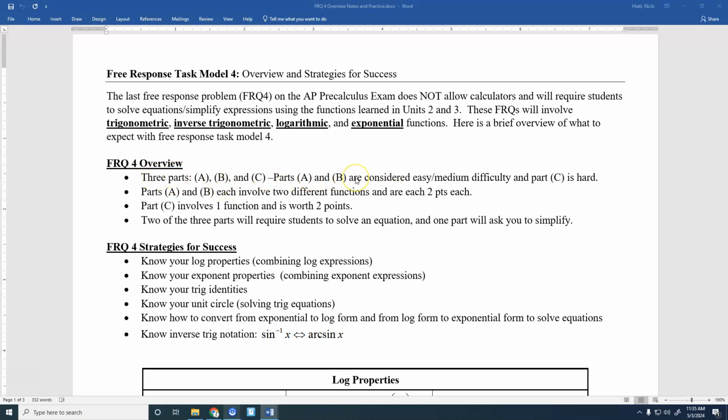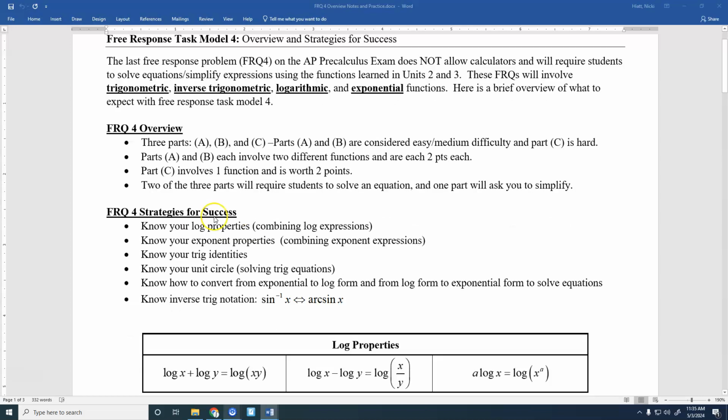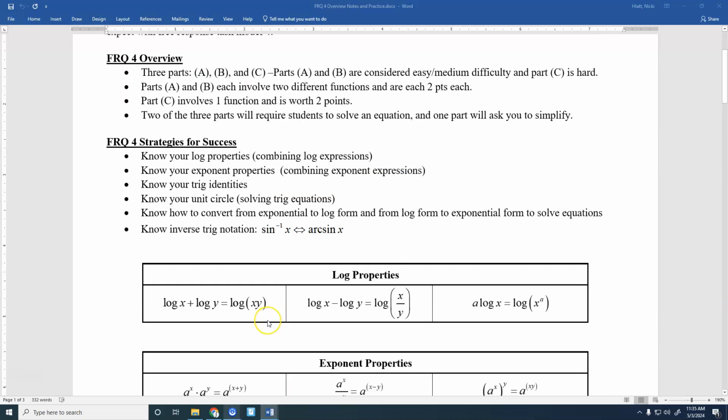Parts A and B are considered to be easy or medium difficulty. Part C should be the hardest part on this. You will have two of those that ask you to solve equations. One will ask you to simplify for that. So there's several things you need to know, and he has made a list of them for us here.